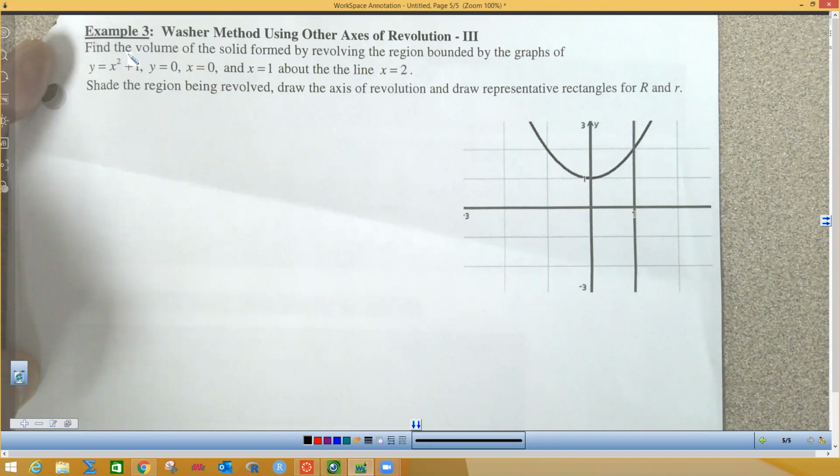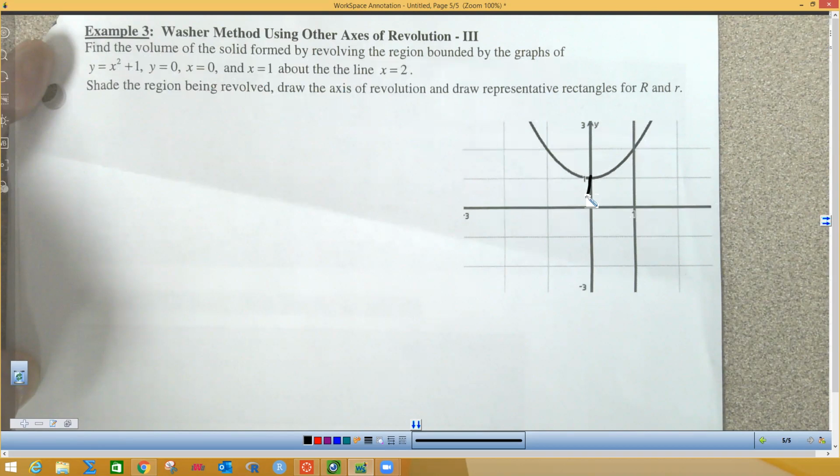All right, so we're going to find the volume of a solid formed by revolving the region bounded by the graph of y equals x squared plus 1, which is the parabola; y equals 0, which is the x-axis; x equals 1, which is this line right here; and x equals 0, which is the y-axis.